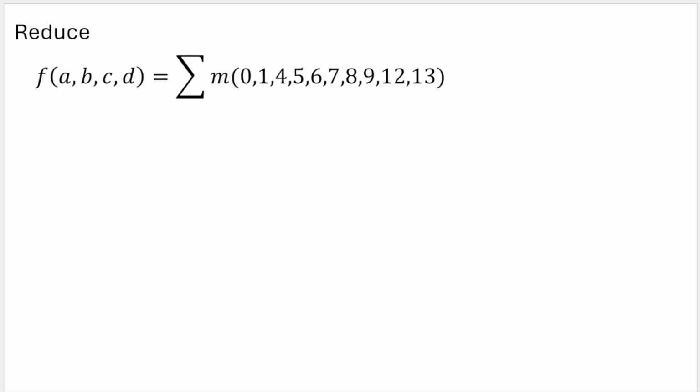Okay, let's say the question is like this. Reduce f of a, b, c, and d, which is the sum of the minterms 0, 1, 4, 5, 6, 7, 8, 9, 12, and 13. We need to reduce it using a Karnaugh map with 4 variables. So we need to reduce it with K-map with 4 variables.